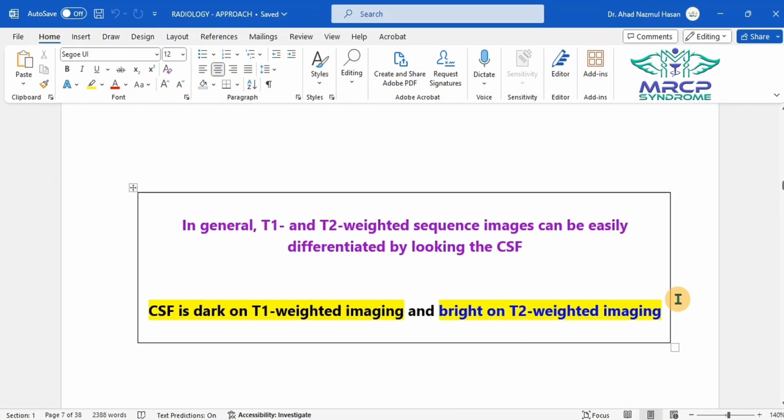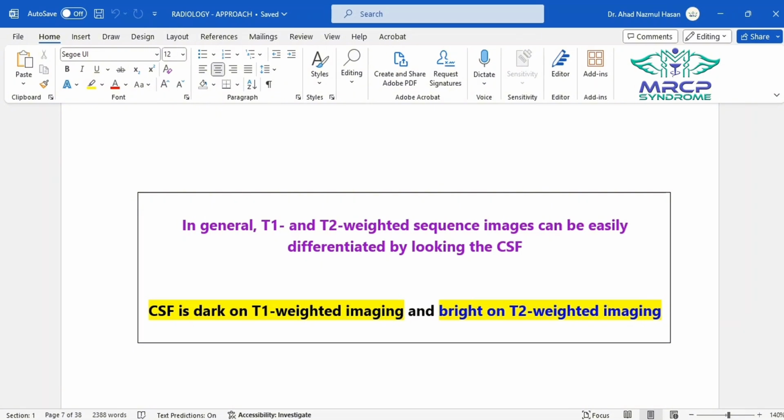Also, just memorize this gold standard point. So in general, T1 and T2 weighted sequence images can easily be differentiated by looking at the CSF. The CSF is dark in T1 weighted imaging and bright on T2 weighted imaging. So CSF would be dark or black or hypointense in case of T1, and it should be bright or hyperintense or white in case of T2.